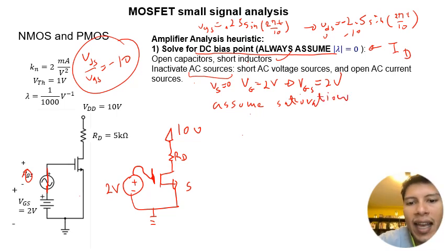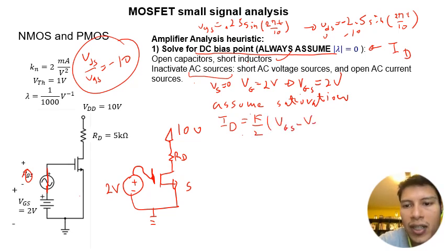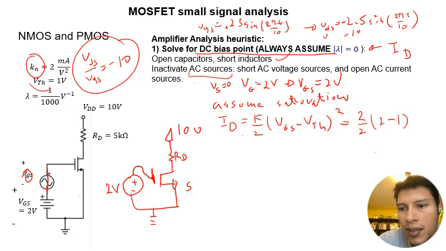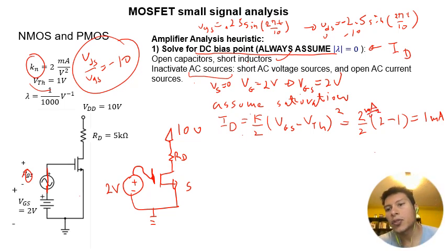Which will give us that ID equals K over 2 times (VGS minus V threshold) squared. K is 2 and V threshold is 1. So we have 2 over 2 times (2 minus 1) squared, which will give us 1 milliamp. Remember that K is in milliamps per volt squared and all of these things are in volts, so the volts squared cancel and you're left with 1 milliamp.